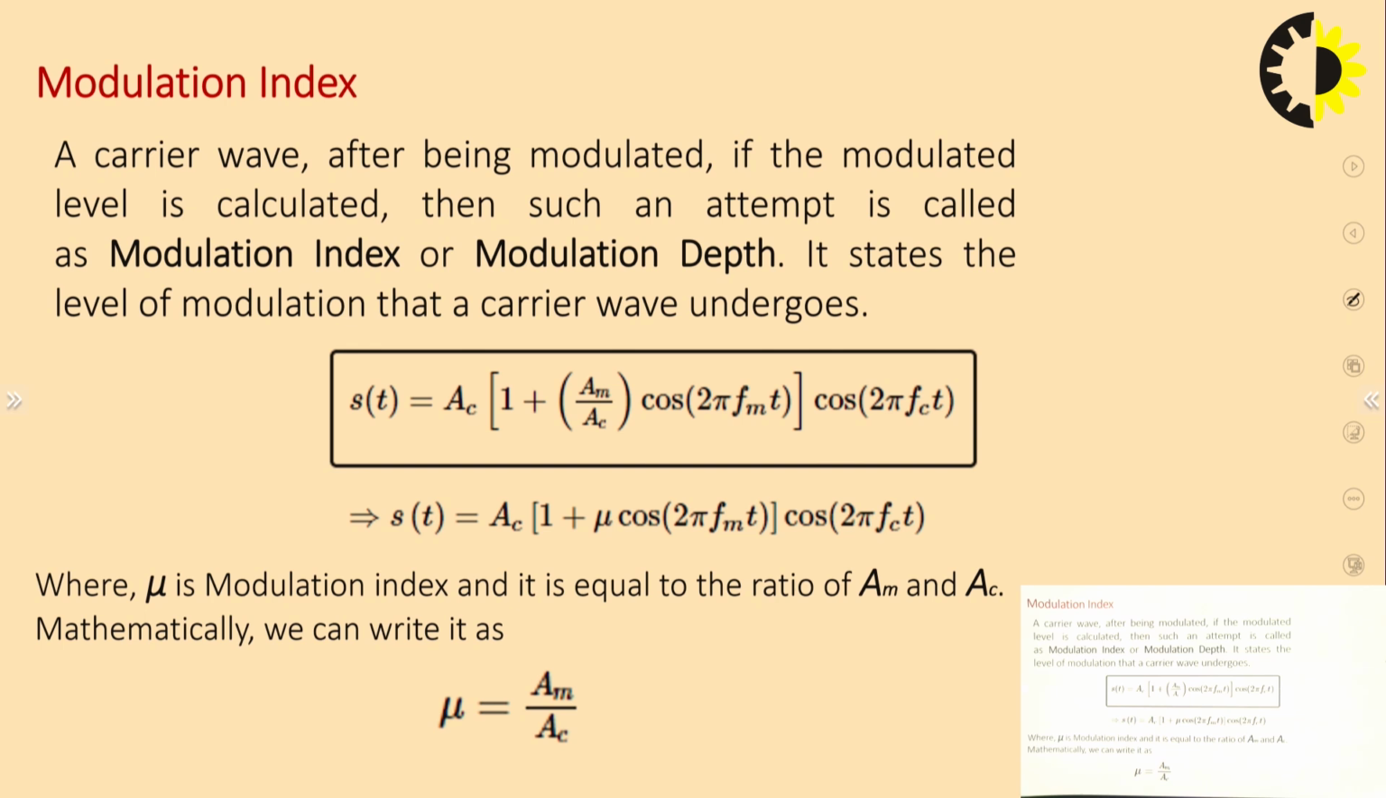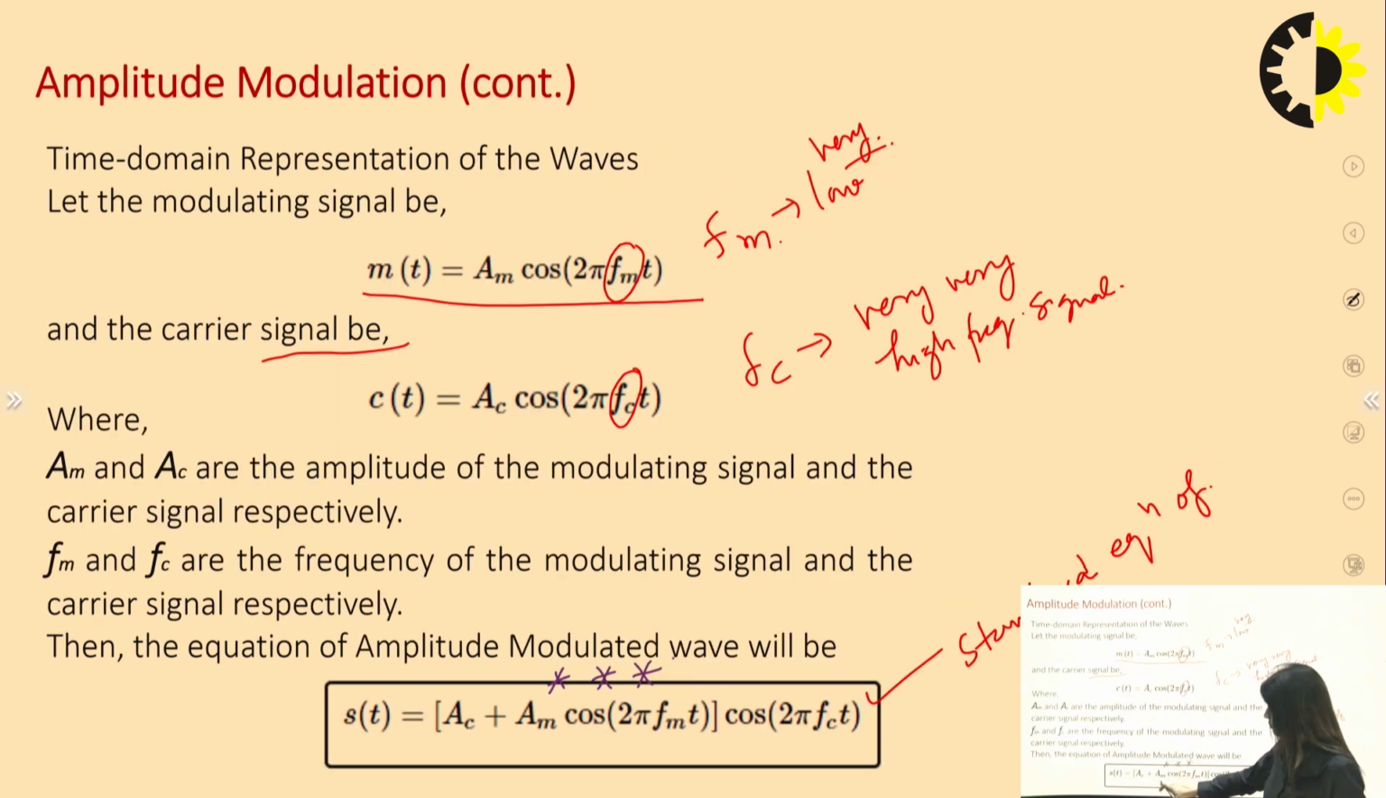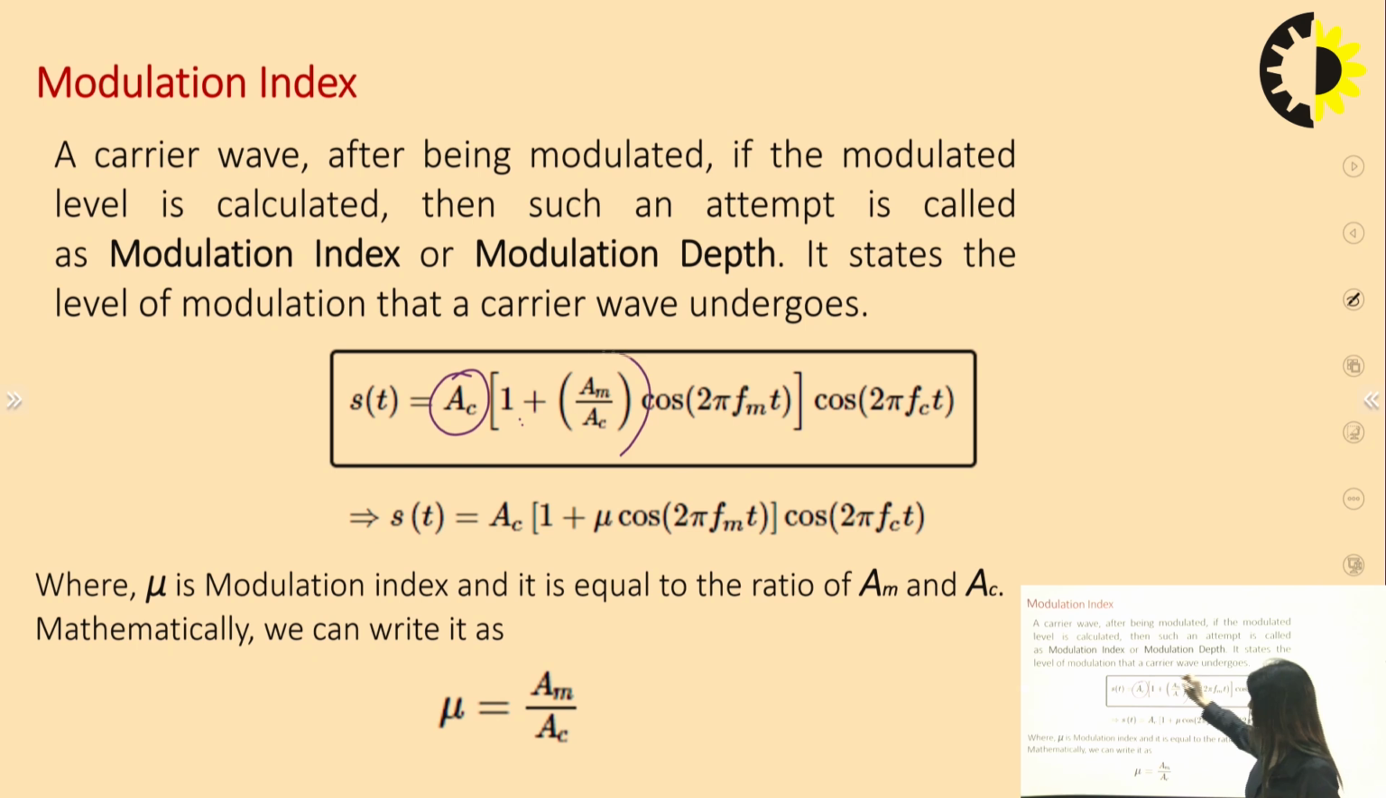Now coming to the modulation index. From this equation, if we take AC out as common, it comes out to be AC times 1 plus AM upon AC cos 2 pi FMT, times cos 2 pi FCT. So AC is coming out here, and this will be AM by AC. This AM by AC is known as mu, and this mu is the modulation index.